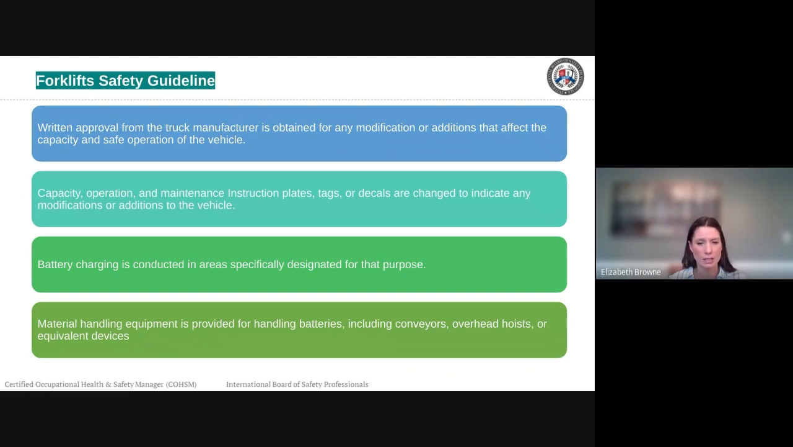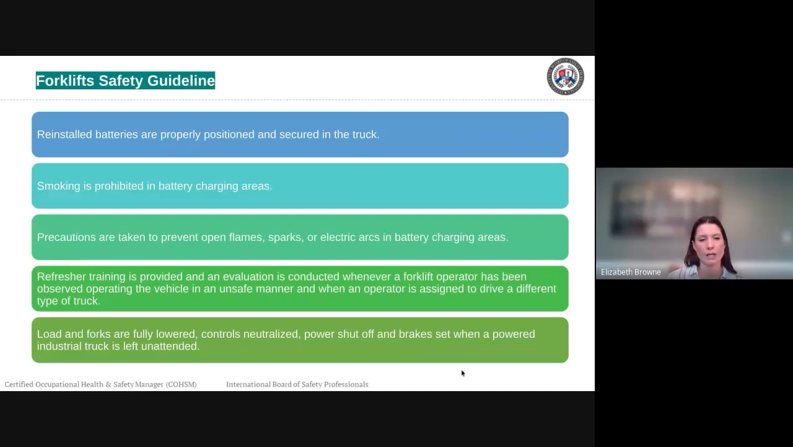Battery charging for the forklift should be conducted in areas that are specifically designated for that purpose. You can have a buildup of hydrogen gas if you have an area with a lot of batteries charging, so you may need to do air monitoring for that and put in some ventilation systems if you have a battery charging room with a large amount of equipment charging at once. Material handling equipment is provided for handling batteries, and this includes conveyors, overhead hoists, and equivalent devices. Reinstalled batteries on forklifts should be properly positioned and secured to the truck. Smoking should be prohibited in battery charging areas. We always want to take precaution to prevent open flames, sparks, or electric arcs in battery charging areas.